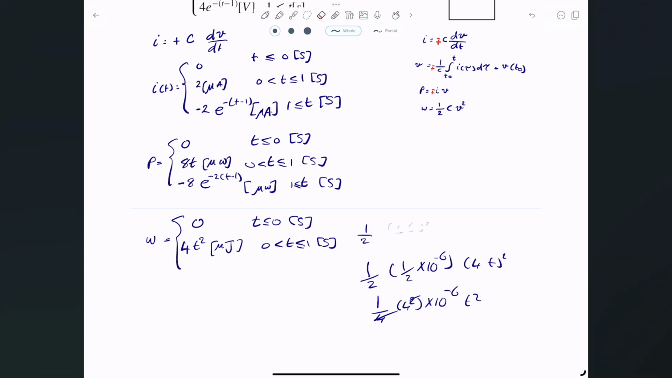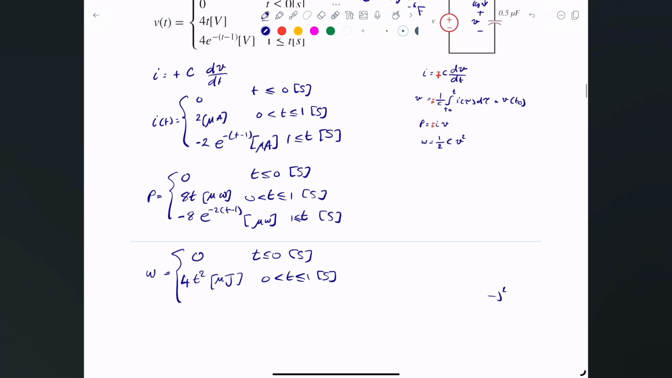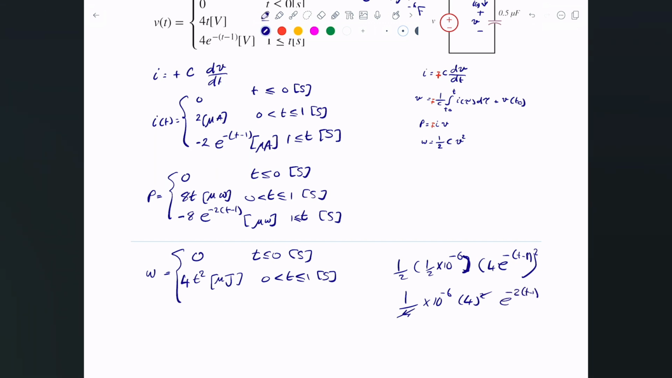All right. What else do we have? Well, we have the last range in here. So the last range is the following. It's again similar. I'm just going to do it in here so that I don't have to delete it and so forth. So it's half of CV squared, which is half times 10 to the negative 6 microfarads. That's where this is coming from, times 4 e to the negative (t minus 1), and the whole thing squared. So that will be 1 divided by 4 times 10 to the negative 6, and that here will be 4 squared. So of course the square will go with the 4, e to the negative 2 times (t minus 1).